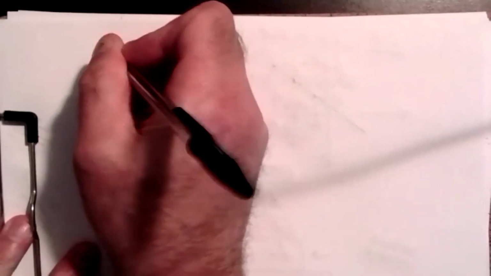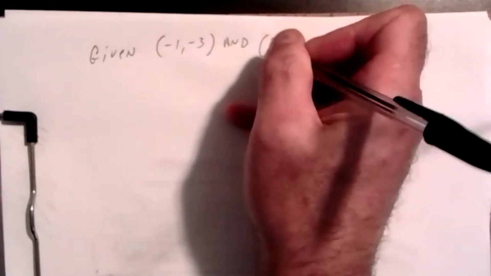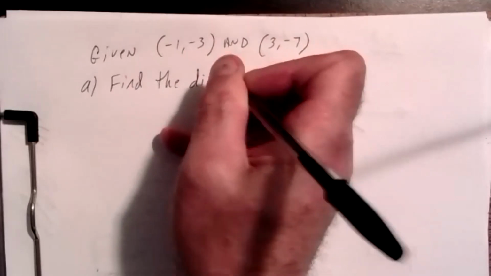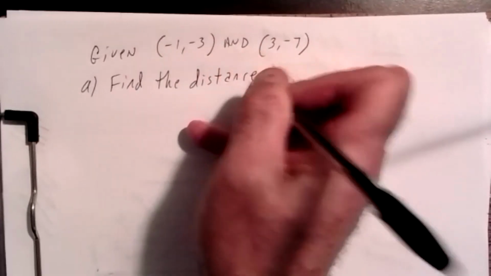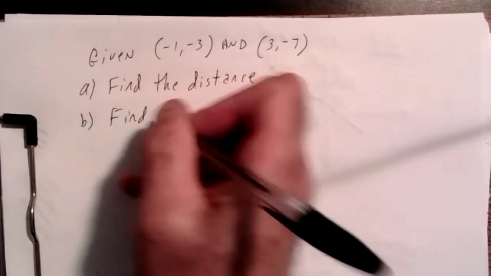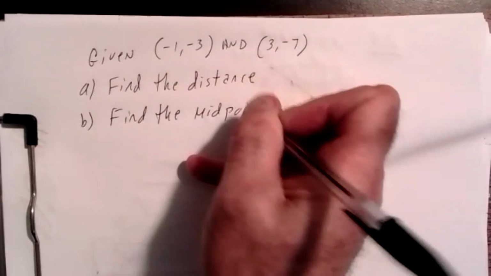So suppose that we're given 2 points in the XY plane, (-1, -3) and the ordered pair (3, -7). And in question A, suppose I want to compute the distance between these points. And in question B, suppose I want to find the midpoint of these 2 points.